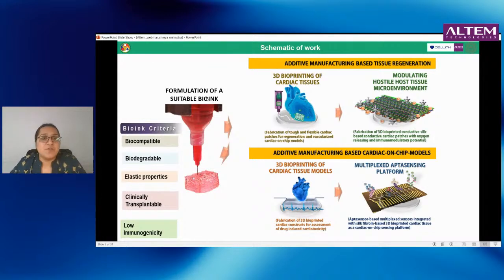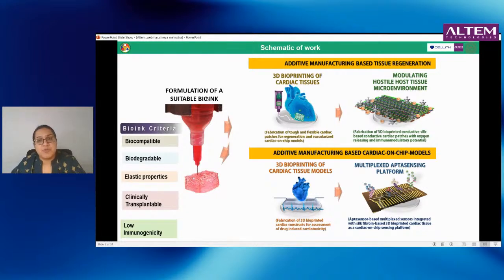So here we have tried to formulate our own suitable ink that could meet the stringent requirements of being biocompatible, biodegradable, and having mechanical and elastic properties similar to the native heart tissue, because it has to undergo continuous beating behavior. It should be clinically transplantable, and it should have low immunogenicity. Based on these criteria, we designed the bioink, and using this bioink, we first tried to develop cardiac patches which can modulate the hostile environment, as well as augment the function of the beating heart tissue.